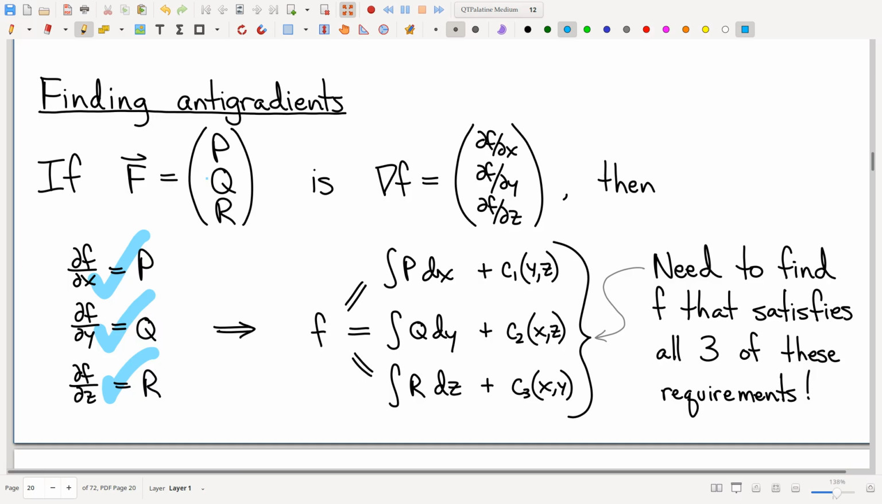And now let me just make the observation that those three equations are not that different from these three equations. It's just sort of grammatically backwards. So on the left, for example, top left there, we have the x partial of f is p. Top right, we have f is the x antipartial of p. It's the same statement, morally.